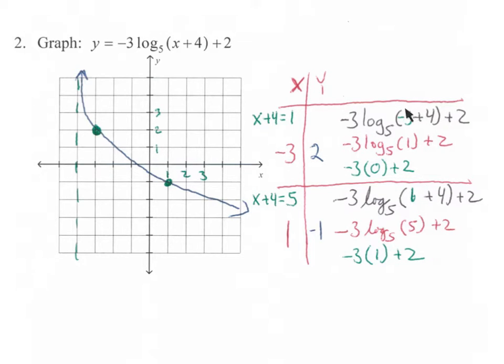And as you can see over here, they come out really nice. When you plug this in, you get 1. 5 to the what power is 1, that's 0. And then that will be 0 plus 2 is 2. -3, 2. There's the coordinate. This one, you plug in the 1. 1 plus 4 is 5. 5 to the what power is 5, that's 1. -3 times 1 is -3, plus 2 is -1. That's 1, -1. There's my 2 dots. And as I said earlier, you have your asymptote, and you know it will go like this because of the -a value.